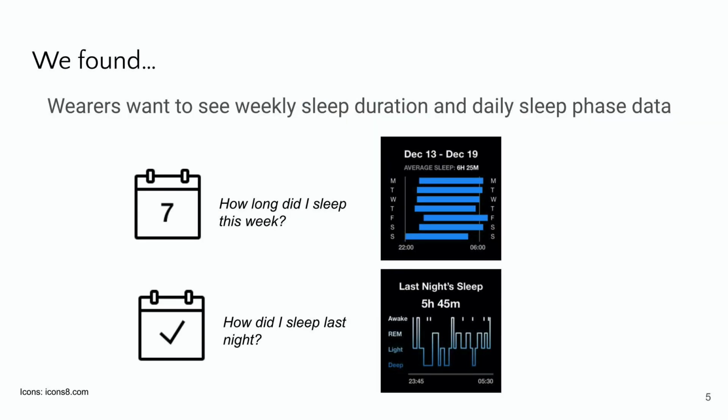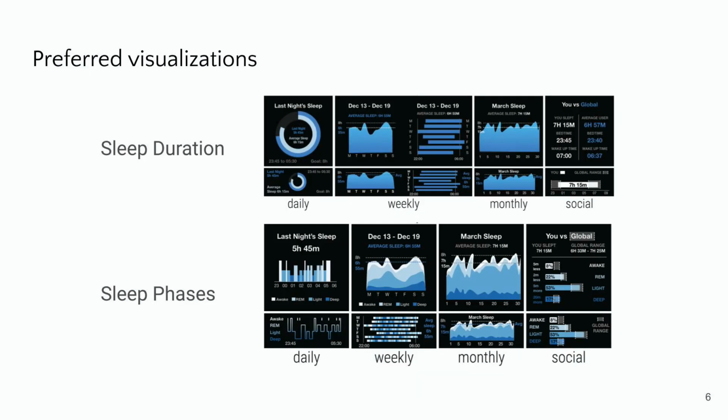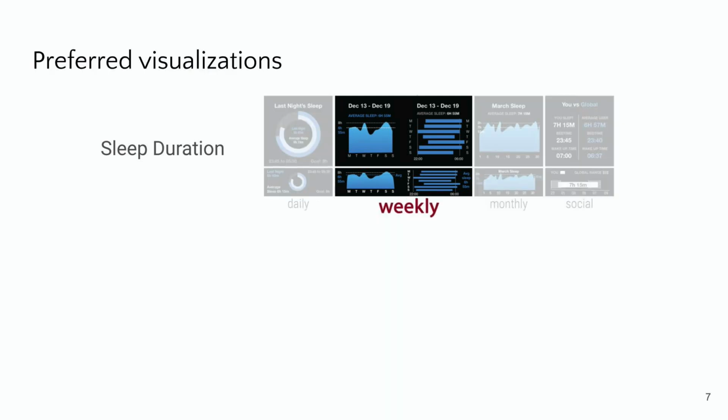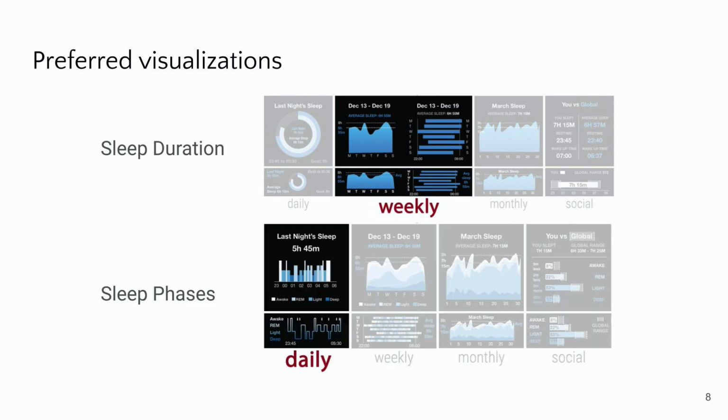We found that wearers wanted to see sleep data on their trackers, specifically weekly sleep duration and daily sleep phase data. We also asked our survey participants which visualizations they prefer for sleep duration and sleep phases from different choices. The visualization choices were inspired by common commercial fitness trackers and smartphone apps. We found the area and floating bar chart were the most preferred visualizations for weekly sleep durations. And for daily sleep phases, participants preferred the vertical bar chart and hypnogram the most.